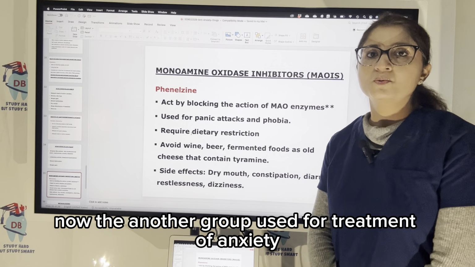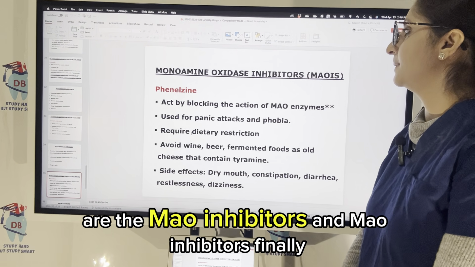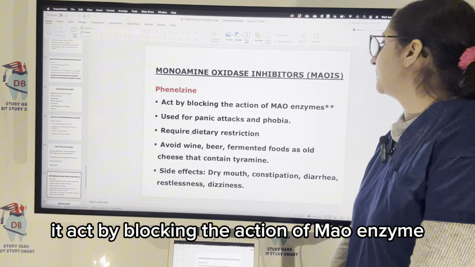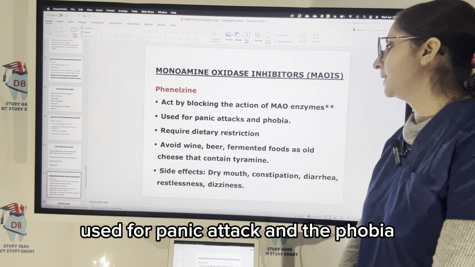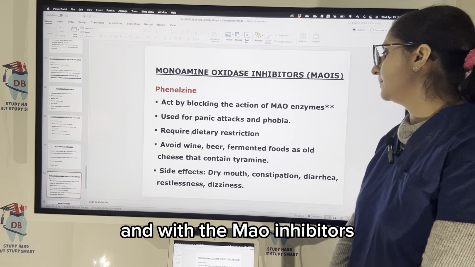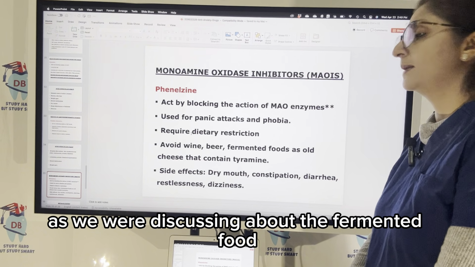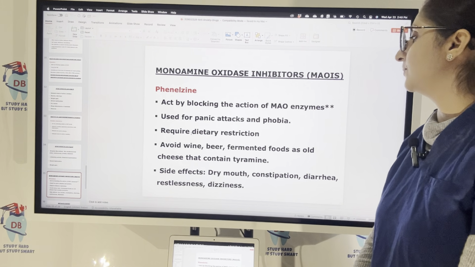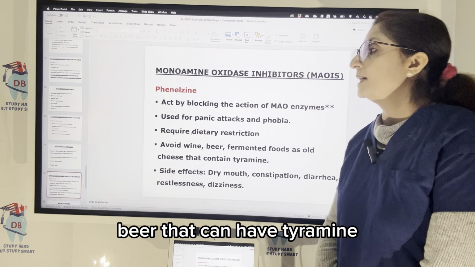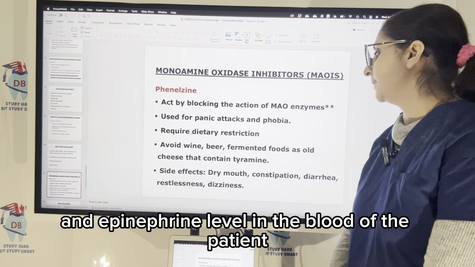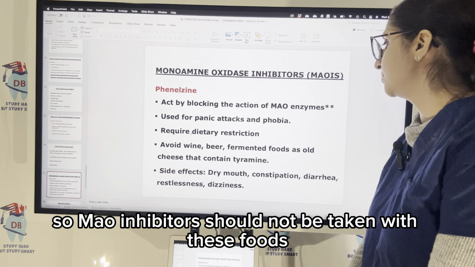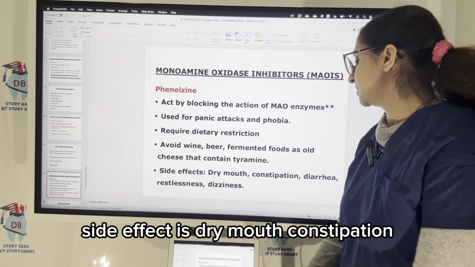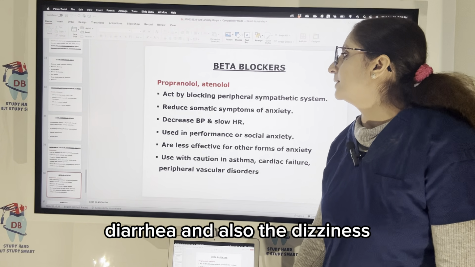Now, another group used for treatment of anxiety are the MAO inhibitors. MAO inhibitors, like phenelzine, act by blocking the action of the MAO enzyme, used for panic attack and phobia. And with the MAO inhibitors, as we were discussing, the fermented food, cheese, wine, beer can have tyramine, it can increase the tyramine and epinephrine level in the blood of the patient. So, MAO inhibitors should not be taken with these foods. Side effects are dry mouth, constipation, diarrhea, and also dizziness.